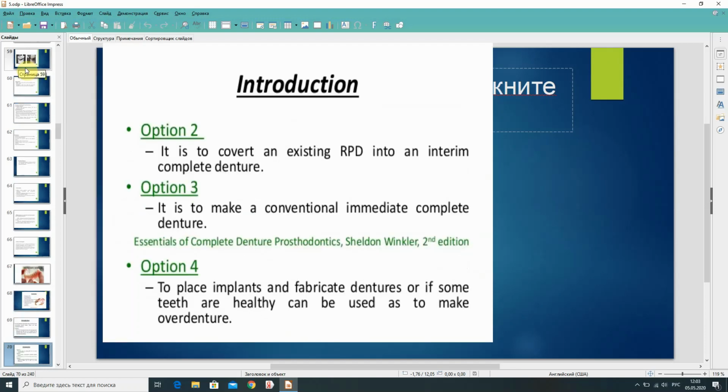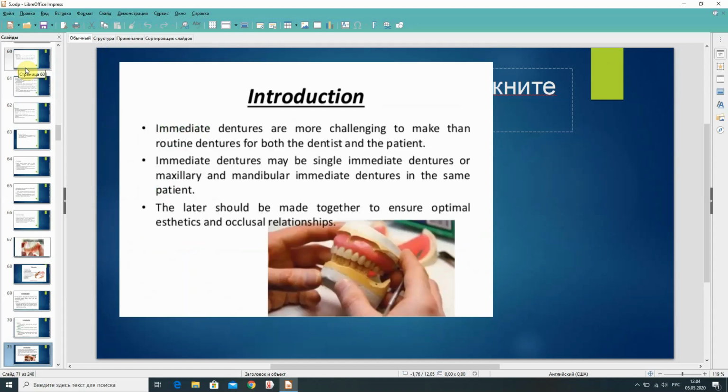Option 2 is to convert an existing RPD into an interim complete denture. Option 3 is to make a conventional immediate complete denture. Option 4 is to place implants and fabricate dentures, or if some teeth are healthy, they can be used to make the denture. Immediate dentures are more challenging to make than routine dentures for both the dentist and the patient.